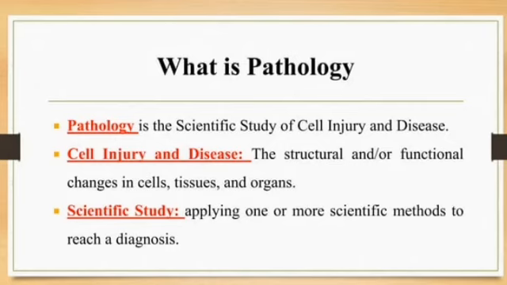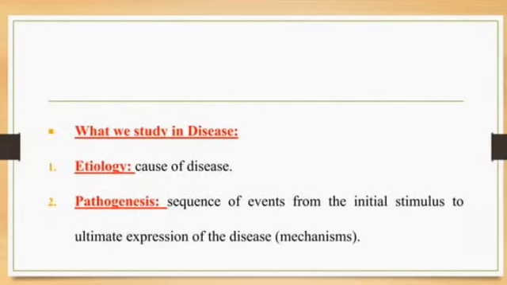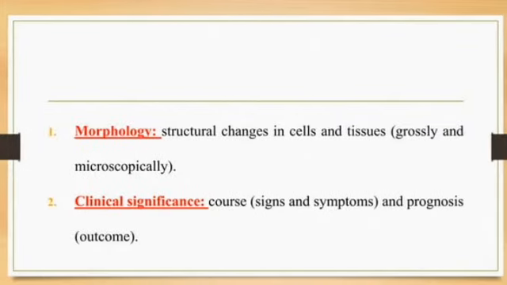Pathology is the scientific study of cell injury and the disease. Cell injury and the disease: the structural and the functional changes in the cells, tissues and organs. Scientific study: applying one or more scientific methods to reach a diagnosis. What we study in disease: etiology, that is the cause of disease. Pathogenesis is a sequence of events from the initial stimulus to ultimate expression of a disease. Morphology is the structural changes in the cells and tissues. It may be gross or microscopic.